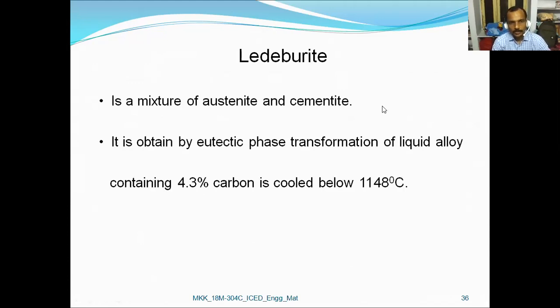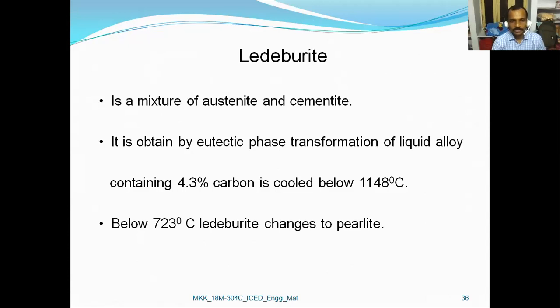Next is ledaberite. It is a mixture of austenite and cementite. It is obtained by eutectic phase transformation of a liquid alloy containing 4.3% of carbon, cooled below 1148 degrees centigrade. Below 723 degrees centigrade, ledaberite changes to perlite.